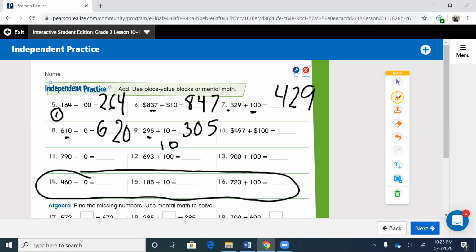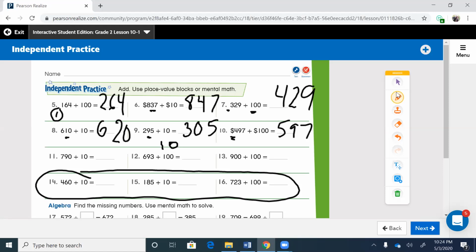So if you ever have trouble with that in the beginning, you can always write it down, or, you know, go from 95 and just count on 10. All right, number 10, 497 plus 100. All right, underline the 4 in the hundreds place. So we have to add 1. That becomes a 5. Tens and 1s stay the same.